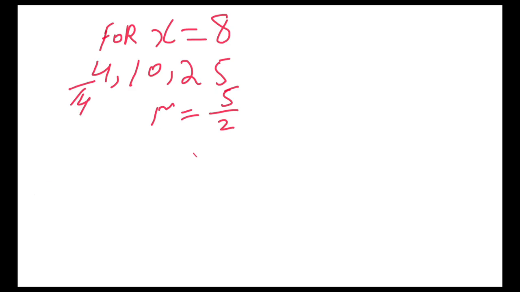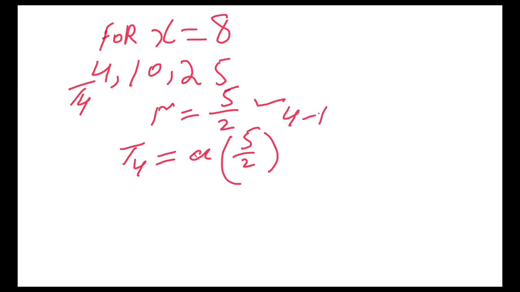So using any one of the terms, to find the general term formula we need to find a, the first term. I'm going to use term 4. You can use term 5 also. I'm going to use term 4 and the ratio to find a. So term 4 is equal to a, which we don't know, times the ratio we know, 5 over 2, to the power n minus 1, where n is 4. And T4 is equal to 4. So 4 is equal to a times 5 over 2 to the power 3.